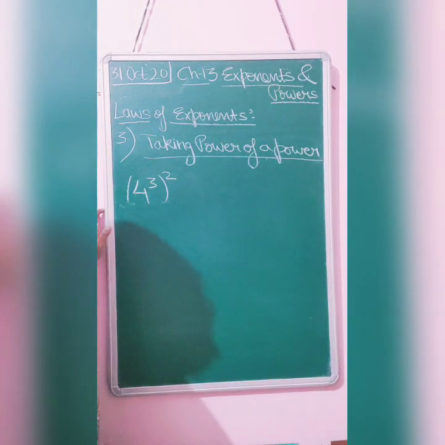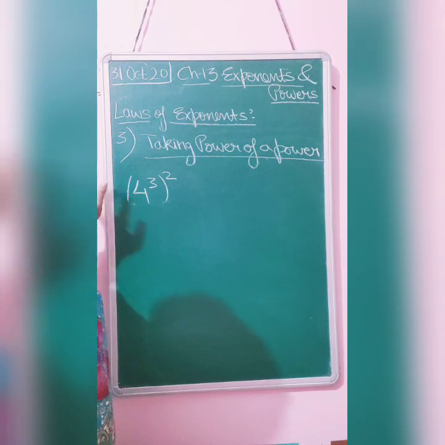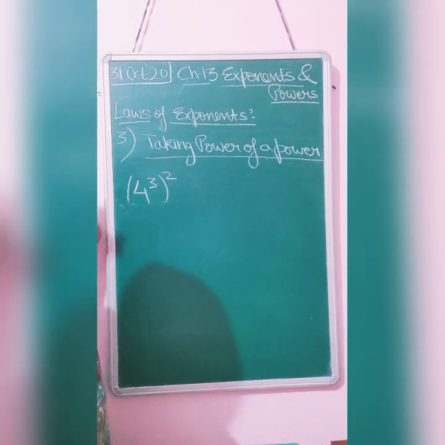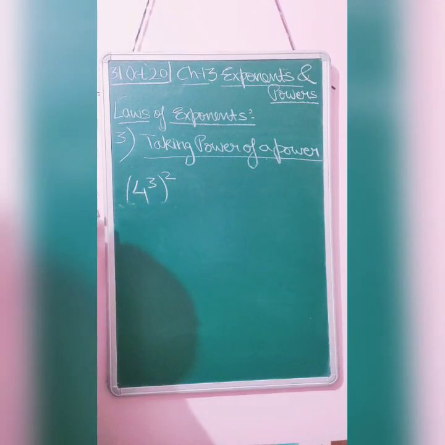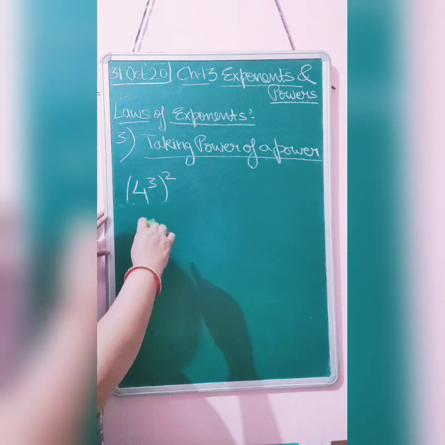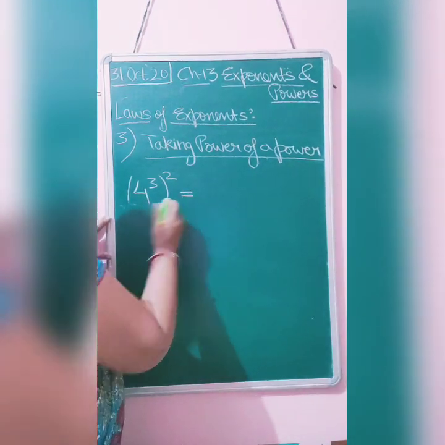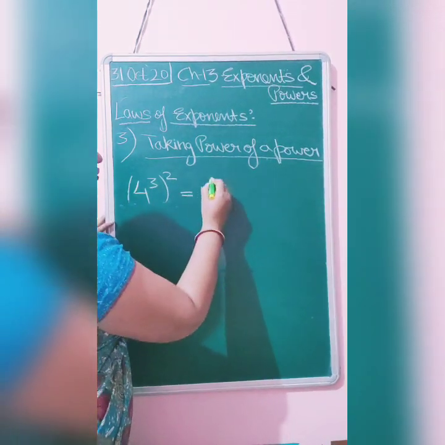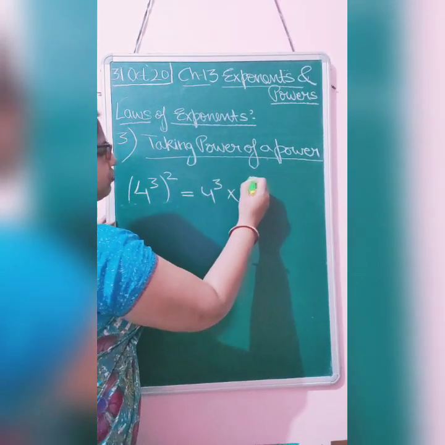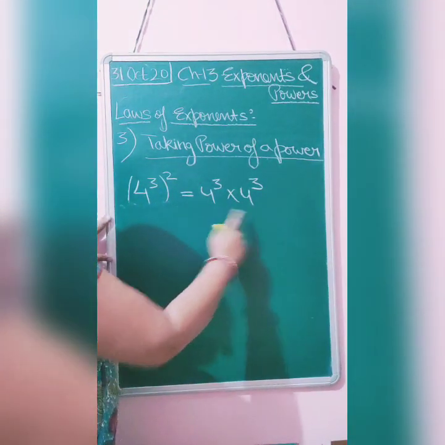Students, now moving to third law. What is the third law? Taking power of a power. For example, 4 raised to the power 3 and whole raised to the power 2 means power of a power, double power is there. So what we will do, like 4 raised to the power 3, 2 times. So 4 raised to the power 3 means 4 raised to the power 3 into 4 raised to the power 3. Power 2 means 2 times we are doing.